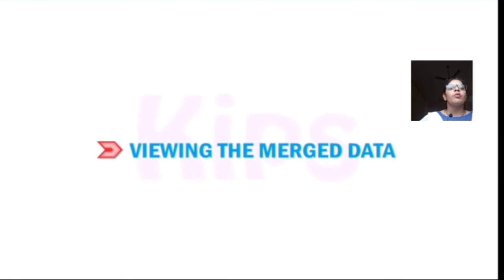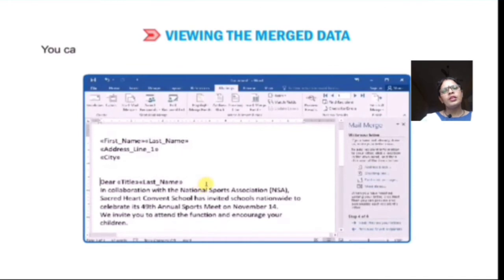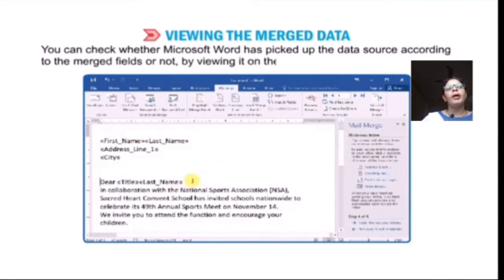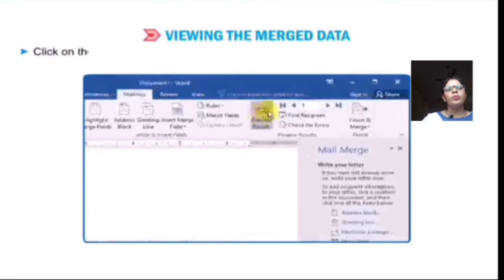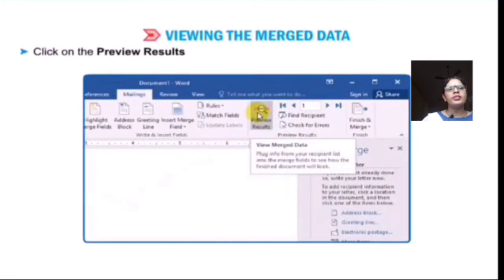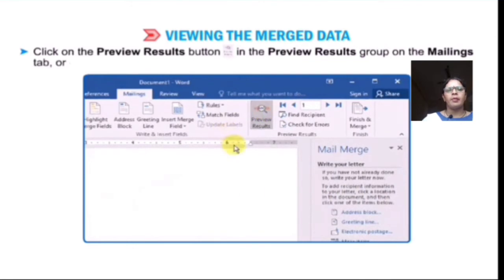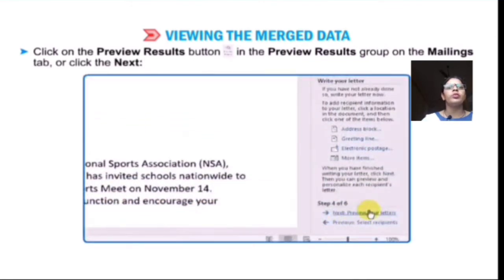Now next is viewing the merged data. How can we view the merged data? Firstly, you can check whether Microsoft Word has picked up the data source according to the merge fields or not, by viewing it on the screen. Now click on preview results. When you click on the preview results button in the preview results group on the mailing tab, click on the next option.